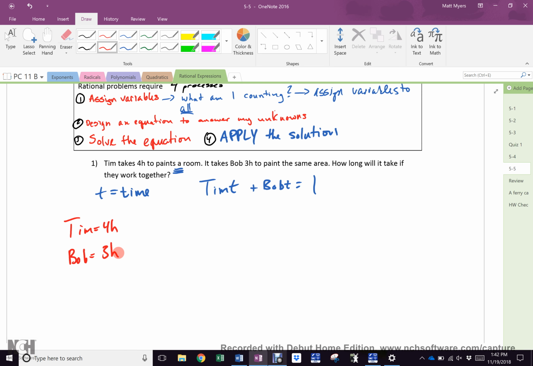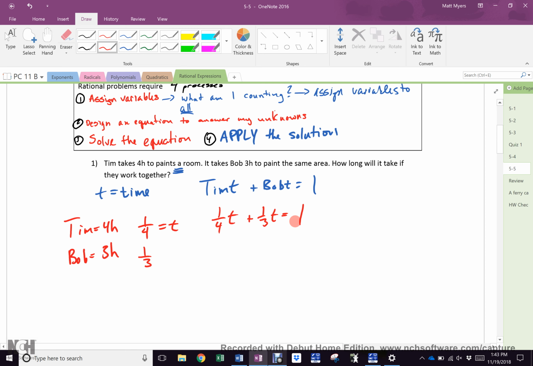So rates, we like to be divided by 1, yes? So if it takes him 4 hours to paint a whole room, that's 1 room in 4 hours. How much of that room will he paint in 1 hour? 1/4. So Tim, in 1 hour, is doing 1/4 of the room. Agreed? What's Bob? 1/3. Yes? Everyone agree? Now, if they work together, Tim's part is 1/4 T, right? Because 1/4 of Tim's time plus 1/3 of Bob's time will equal how many rooms painted? 1.